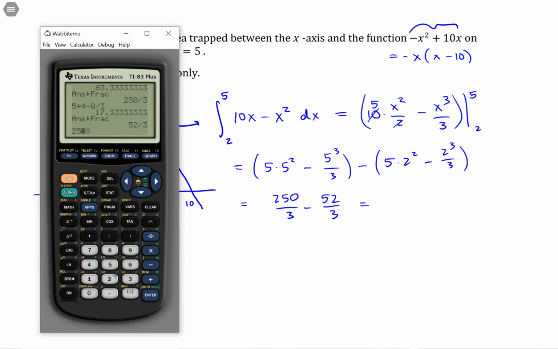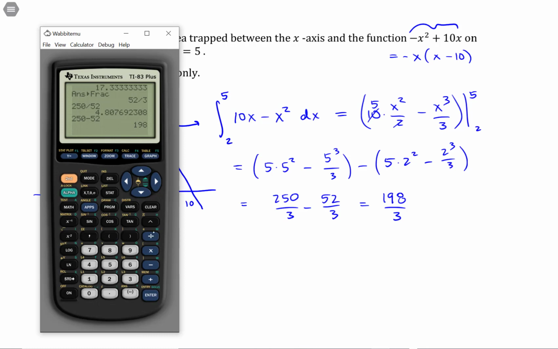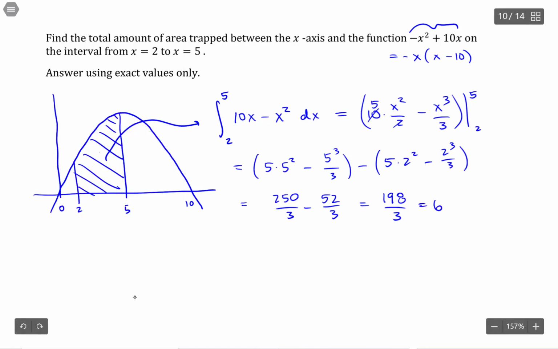And that would give me 250 minus 52, which is 198 over 3. And let's see. Oh, you know what? That will divide. So divide by 3. That's 66. So there's my final answer.